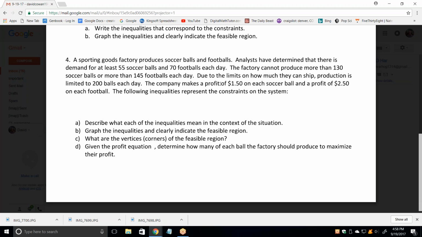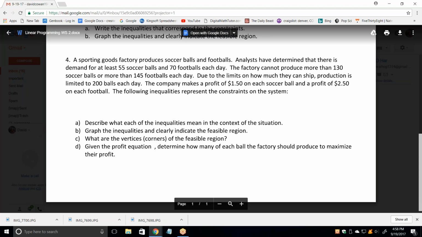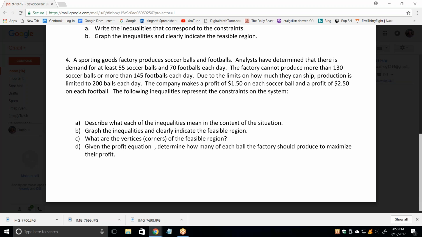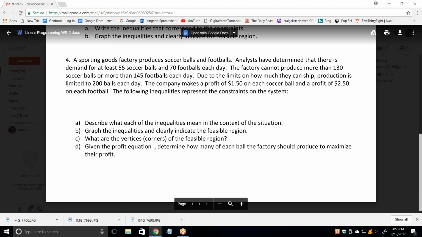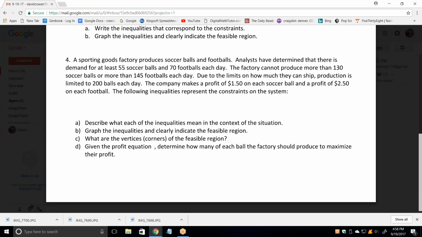So we're going to do this problem exactly like we did all the others. We start out by defining our variables. X is going to be the number of soccer balls that we produce. Y will be the number of footballs that we produce, and then go from there. Every question they ask is exactly the same as we've done. They ask you for the inequalities that are needed. They ask you to graph it and graph the feasible region. Then you have to find the vertices.